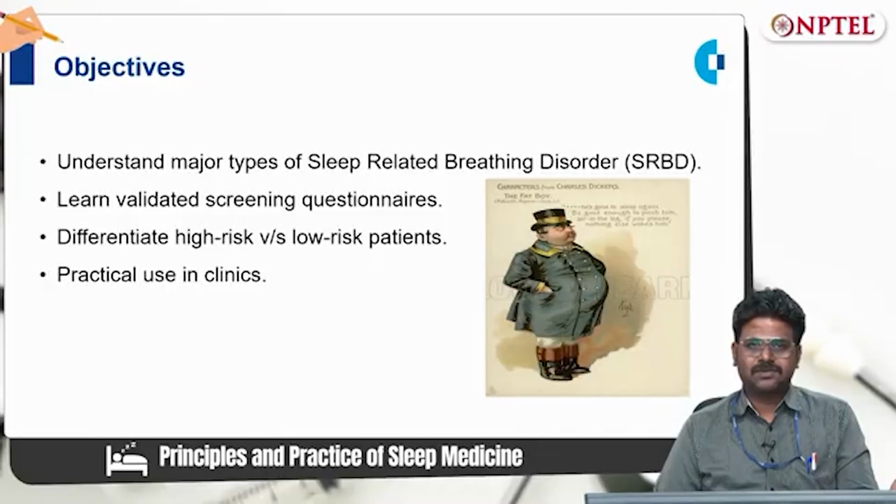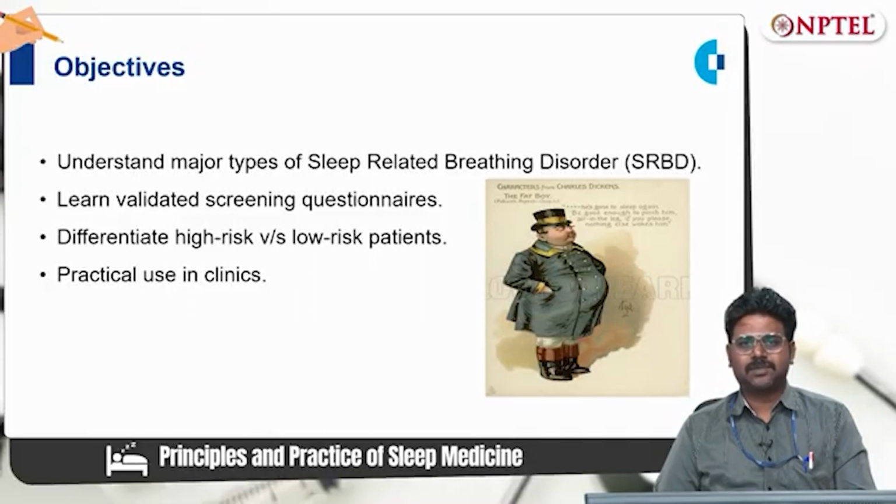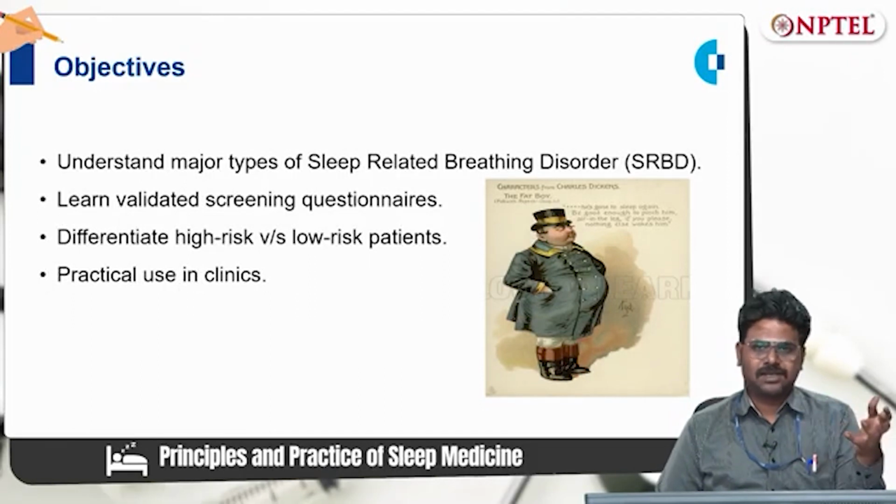Now we are going to discuss screening tools for sleep-altered breathing disorders. The objectives of this presentation include understanding the major types of sleep-related breathing disorders, validated screening questionnaires, and differentiating high risk versus low risk patients, and practical use in clinics.